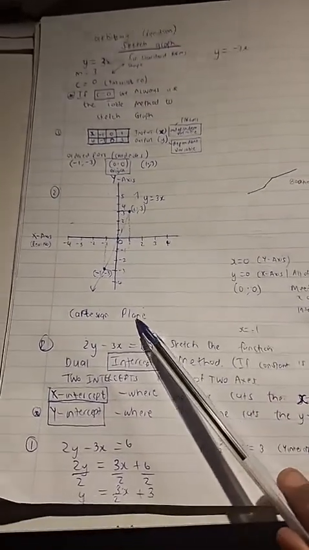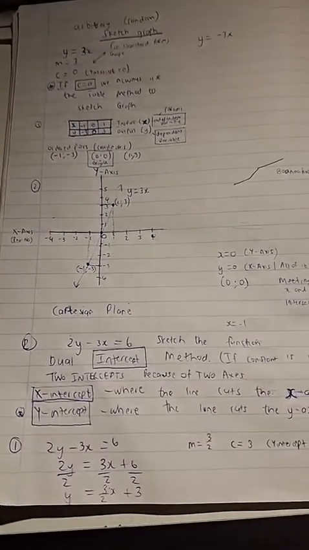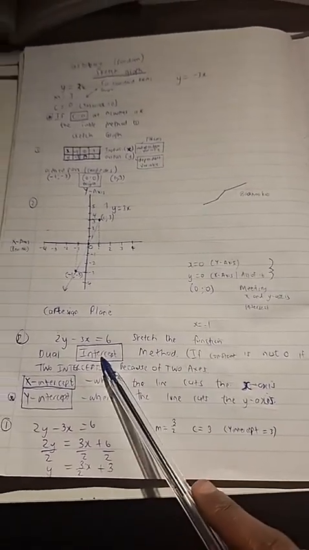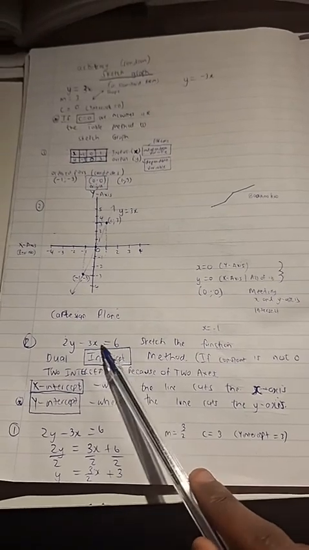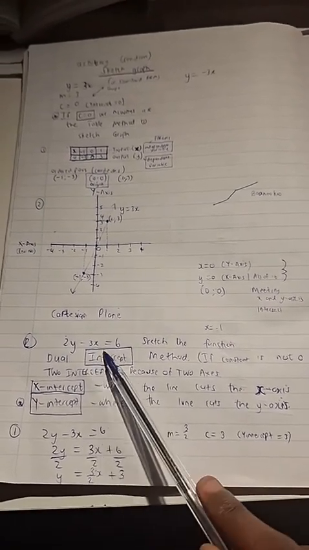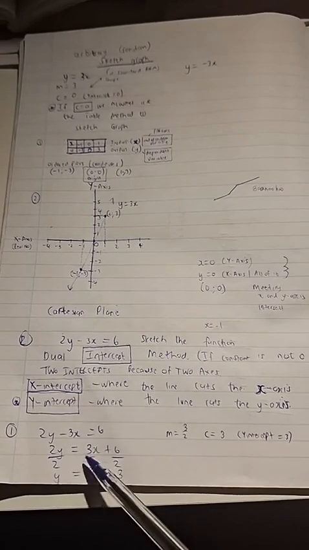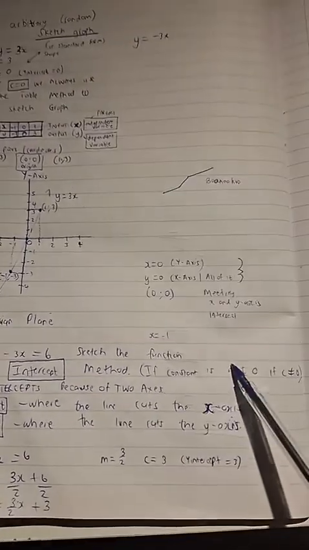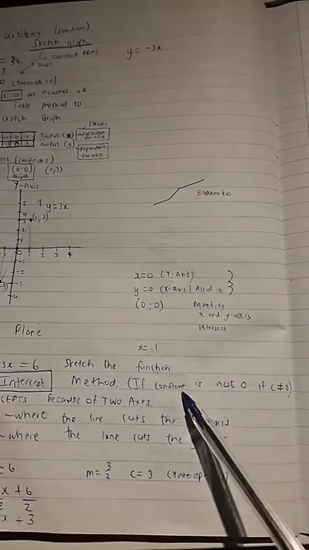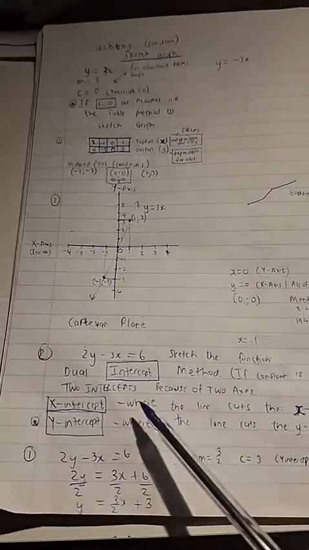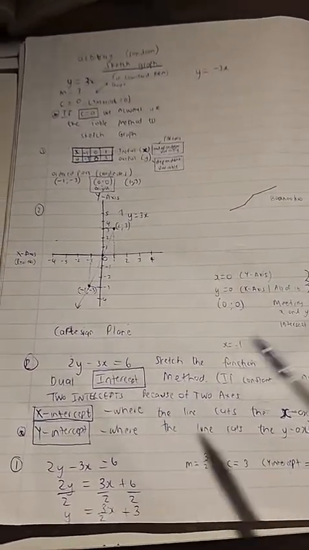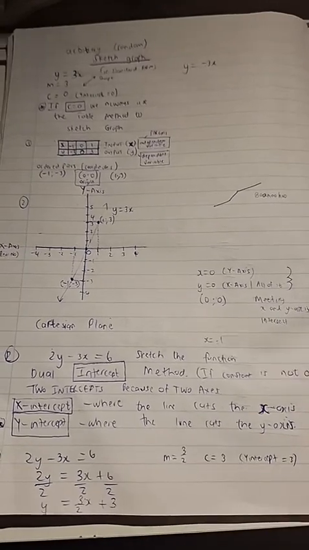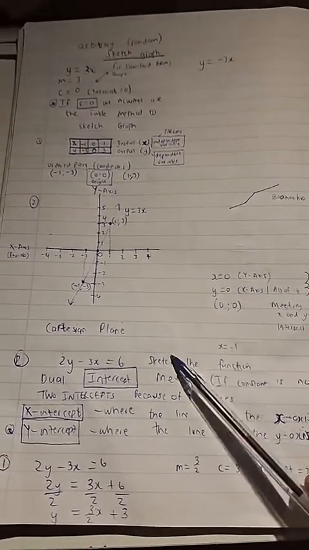Then if we look at this one, this here was a situation where when we took the equation and wrote it in standard form, we can see that we have a c value that is not 0. If the constant is not 0, then we need to use the dual intercept method. Dual intercept method is what calls for us.